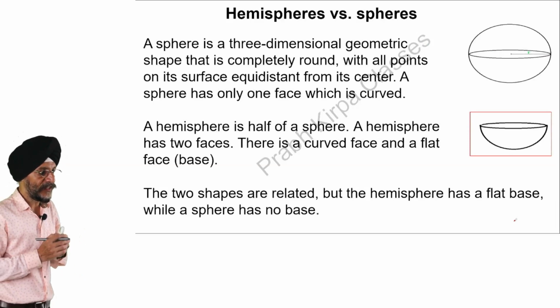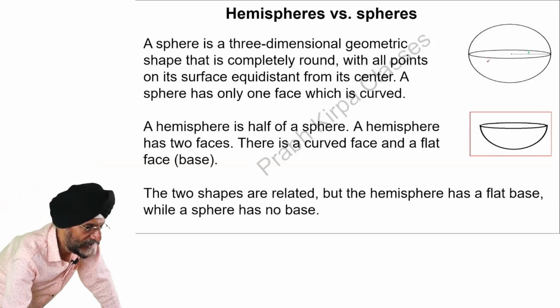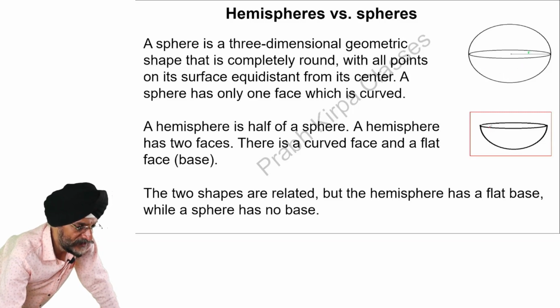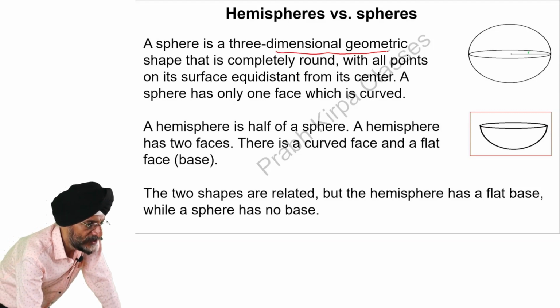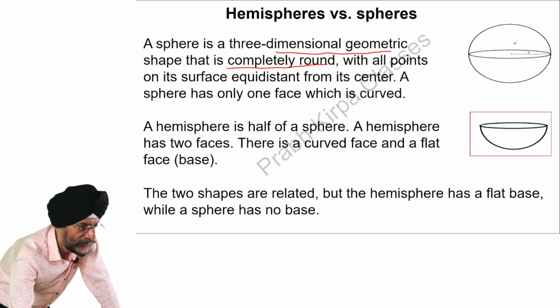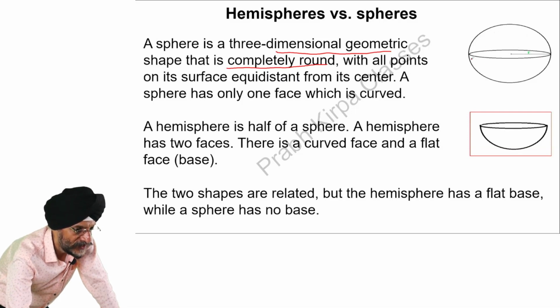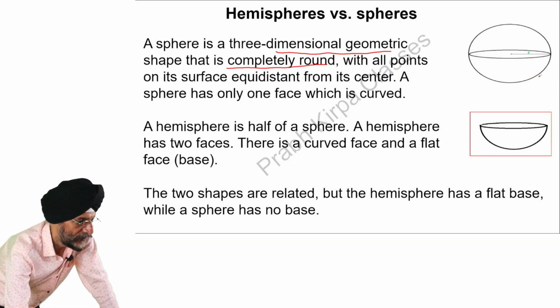Now we will understand the difference between hemisphere and sphere. In this picture, you can see that this is a sphere and this is a hemisphere. A sphere is a three-dimensional geometric shape that is completely round, with all points on its surface at equal distance from the center. A sphere has only one face and that is curved. You can see it from any direction, it is curved.